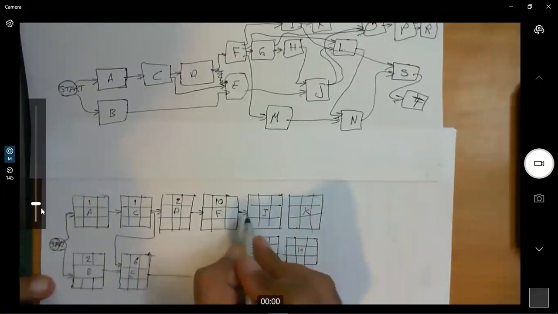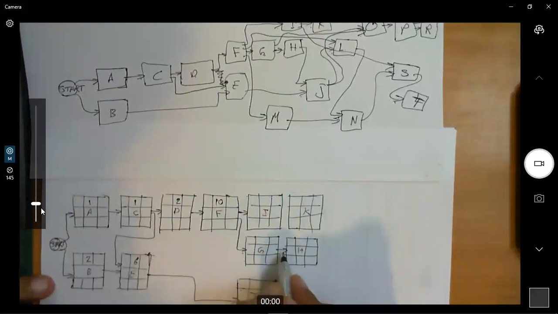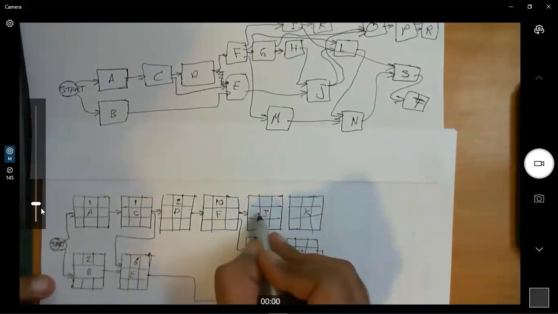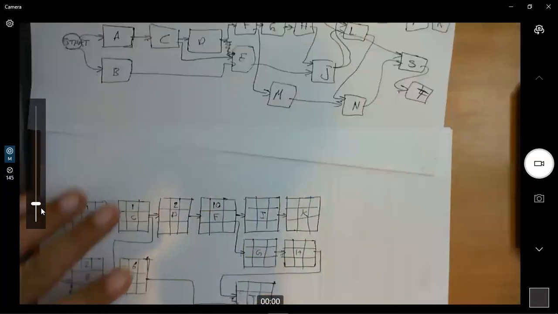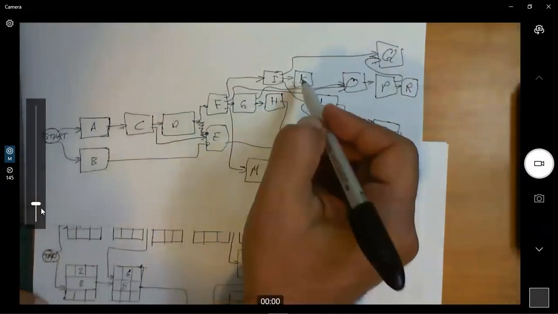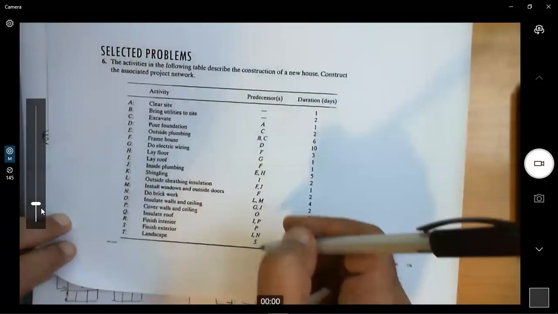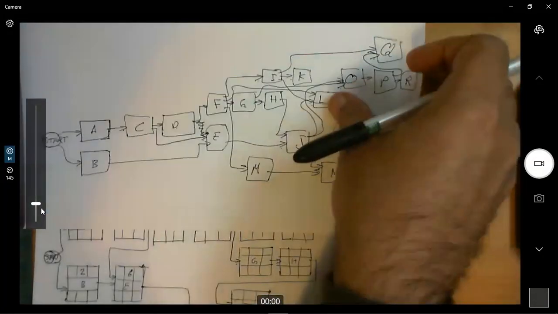Then we have from F to I, and from F to G, from G to H, from H to J. Okay. Then here from I to K. What else do we have? We don't have anything after K, right? K is not a predecessor for any activity. So here K is going to be basically a terminal. So it's going to be linked to the end of the project.